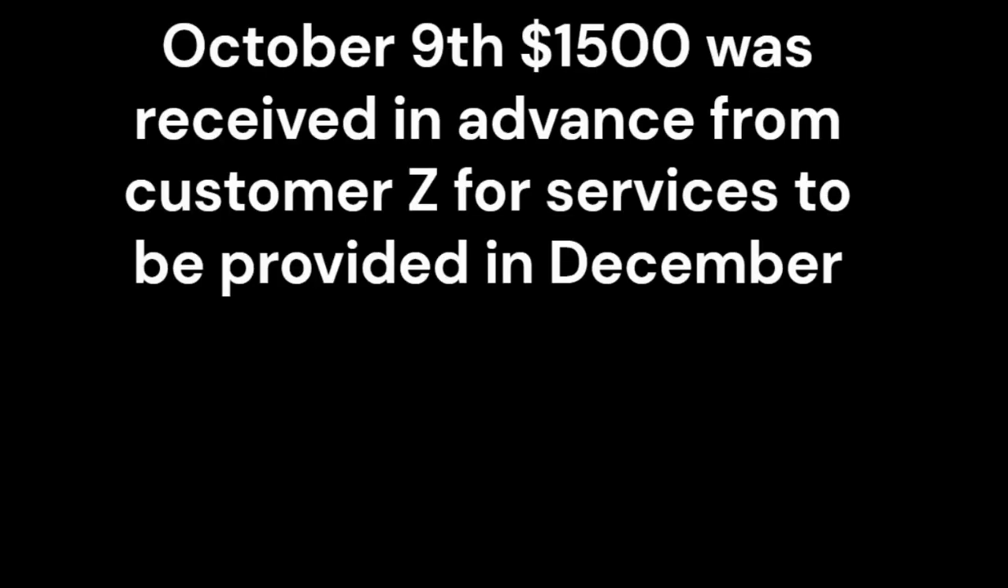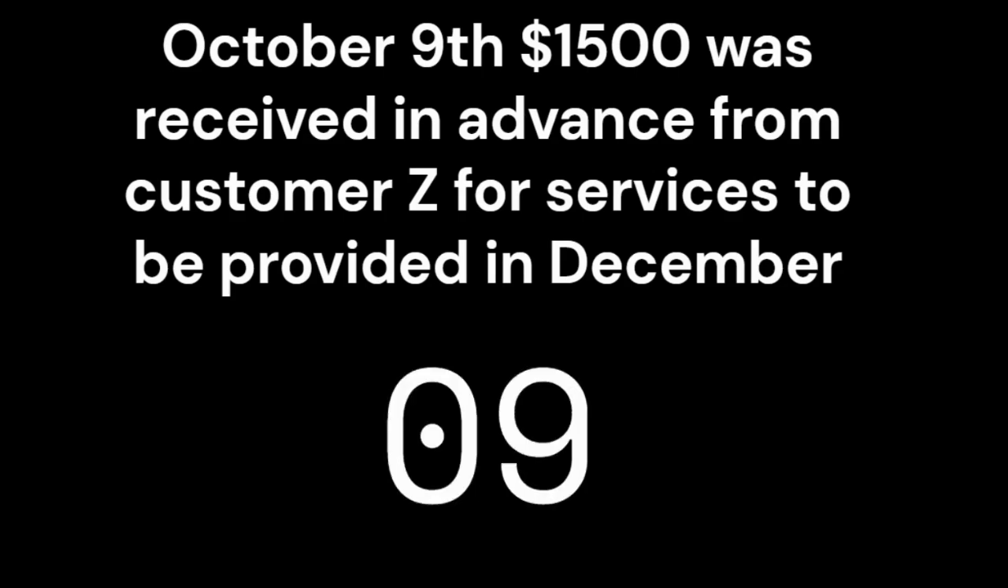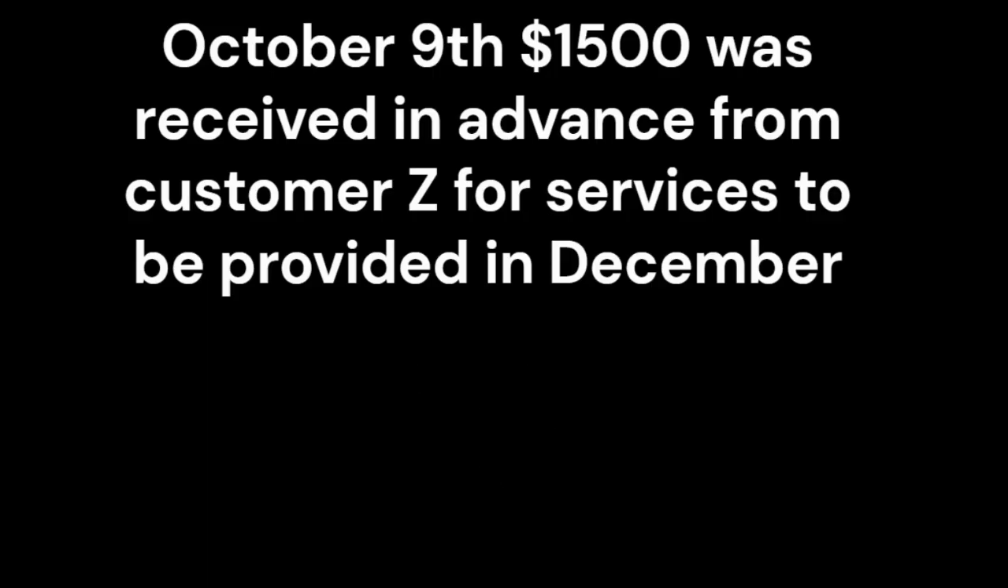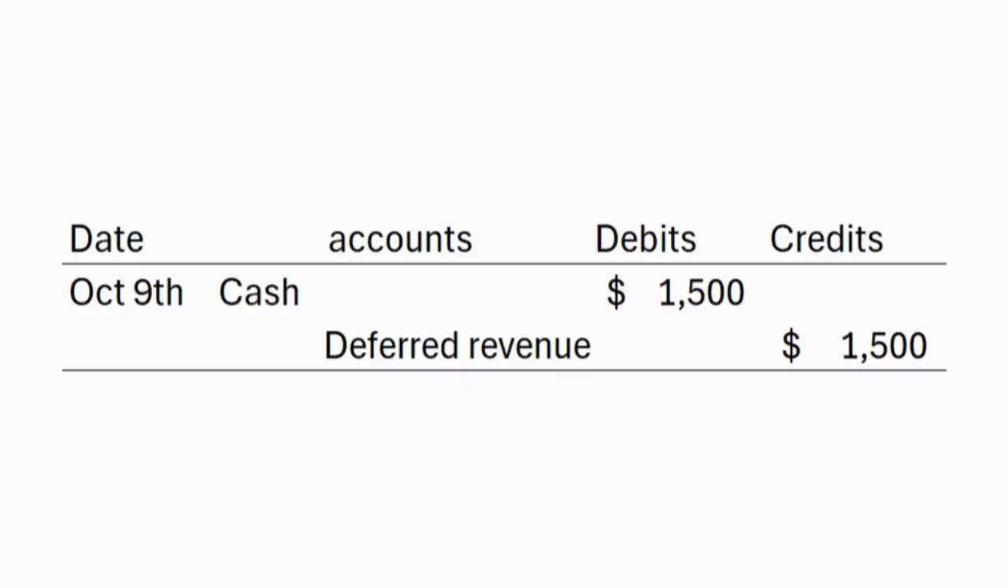October 9th. $1,500 was received in advance from customer Z for services to be provided in December. Answer. Debit cash $1,500 and credit deferred revenue $1,500. Deferred revenue is a liability because the service has not been provided yet.